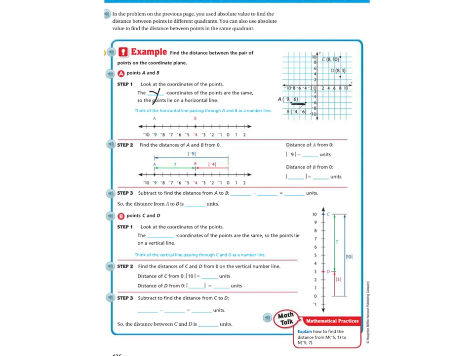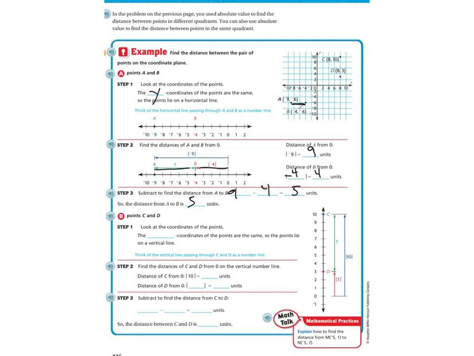Find the distance from A to B from 0. So the distance from A to B from 0 is 9, right? And the absolute value of 9 is 9. So the distance from B to 0 is -4, or 4 units. In this case, we're going to have to subtract the 4 from the 9, and we're going to get 5 units. So the distance from A to B is 5 units.